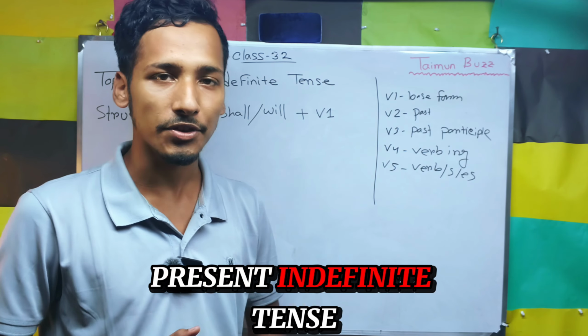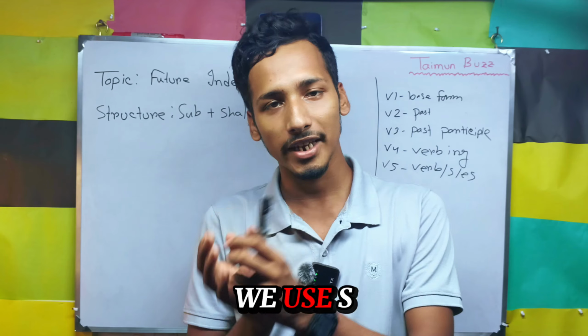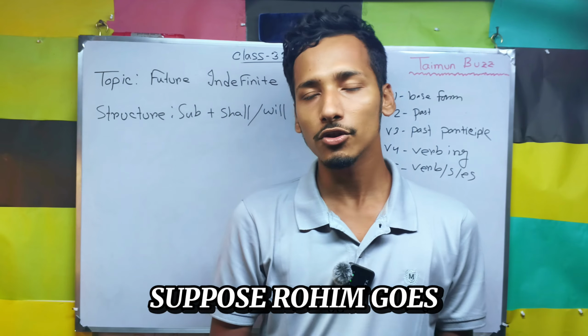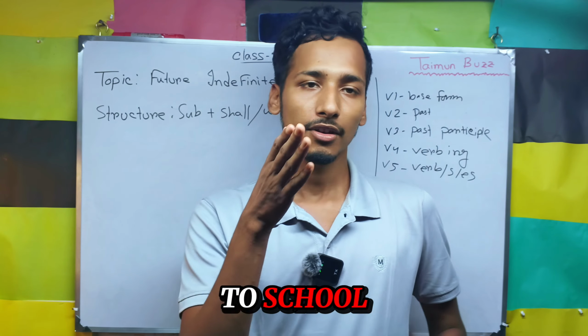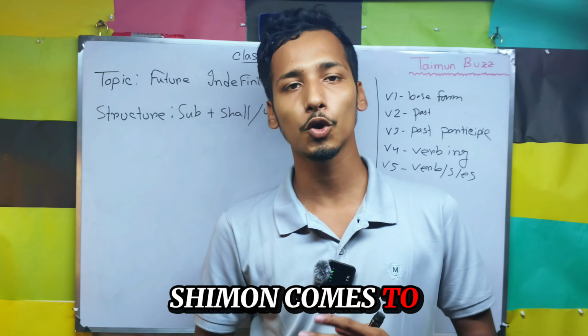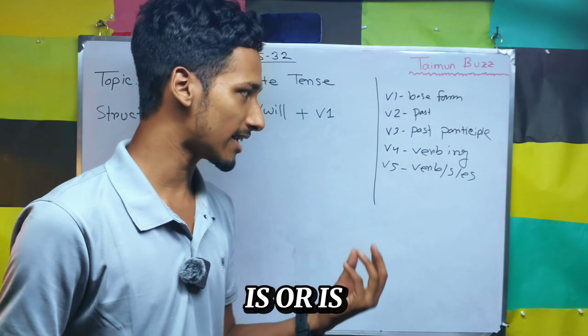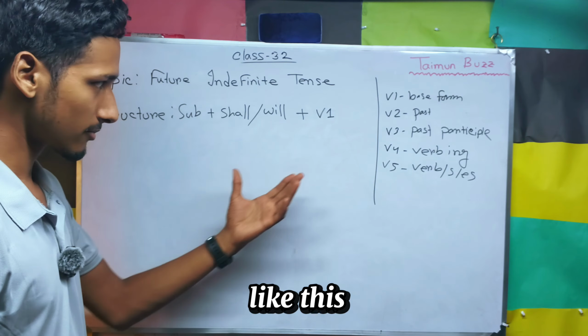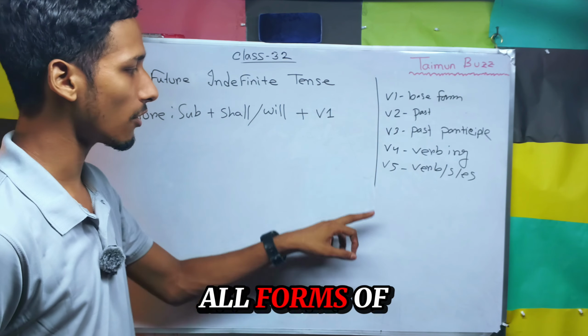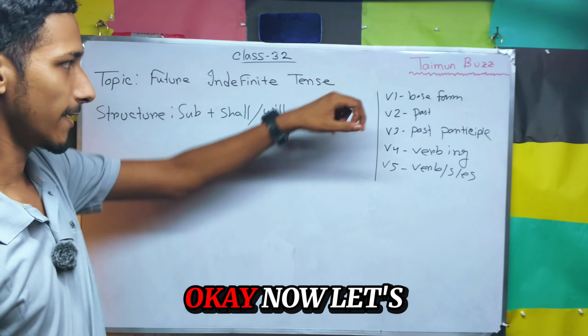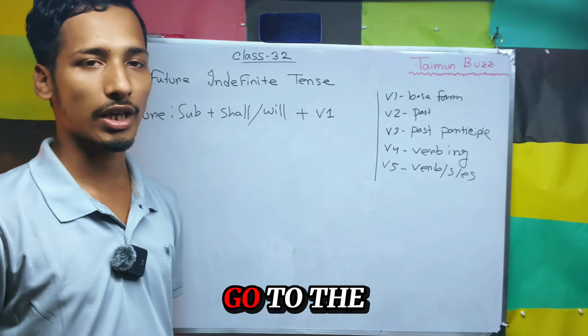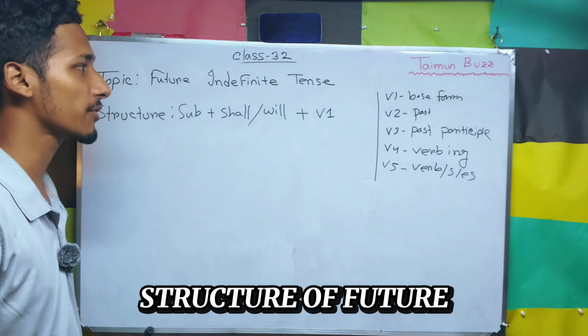In present indefinite tense, we use -s or -es. Suppose Rahim goes to school, Suman comes home. Like this, goes and comes. Here we use -s or -es. Like this are all the forms of V1, V2. Okay, now let's go to the structure of future indefinite.